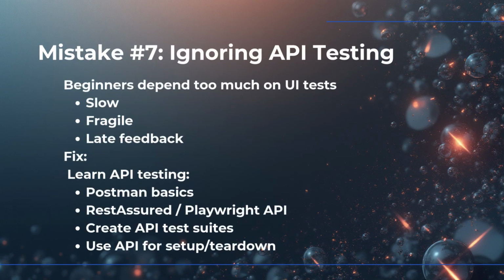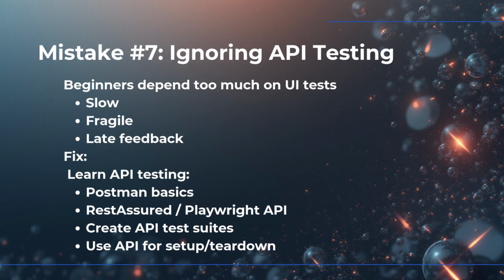Mistake number 7: ignoring API testing. Beginners rely 100% on UI tests, but UI tests are mostly slow, fragile, and expensive. In real companies, major logic is tested at the API layer because it's always fast, stable, and very easy to automate. In comparison to UI, it's very stable because the schema will be fixed, the payload, structure, and endpoints, everything will be fixed. So it will be very stable and very fast. You can get quick results.